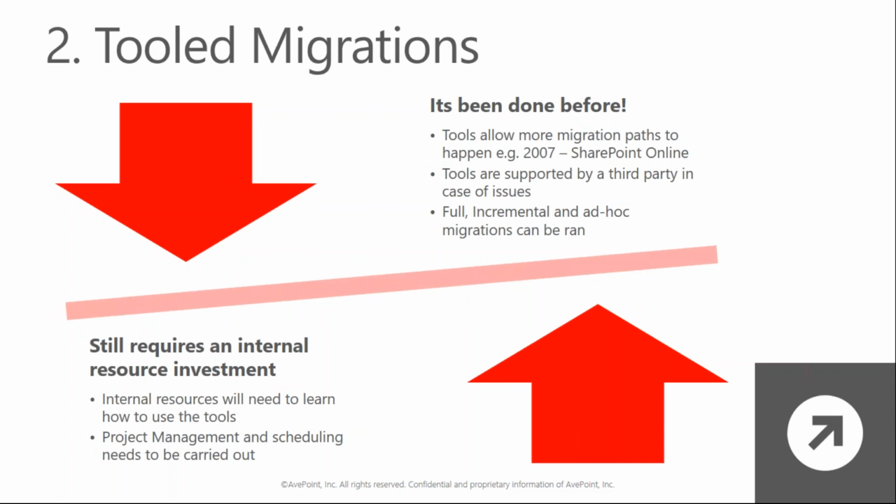The next main option will be using a tooled approach. So probably the biggest benefit is it's been done before. Using a tool that's supported by a third party, you can typically do more interesting migration paths, like 2007 straight to SharePoint Online, or Documentum to SharePoint Online. If any of you guys are still using things like Documentum, that certainly helps. Full, incremental and ad hoc migration is probably the best thing. Do a big migration, bring over changes every evening, just run a quick one-off. They're all available. So yeah, definitely some of the benefits.